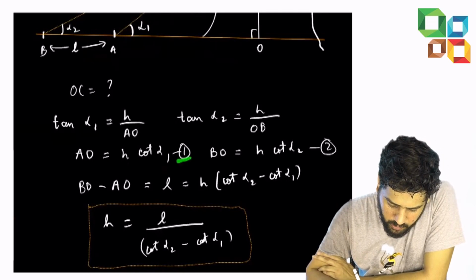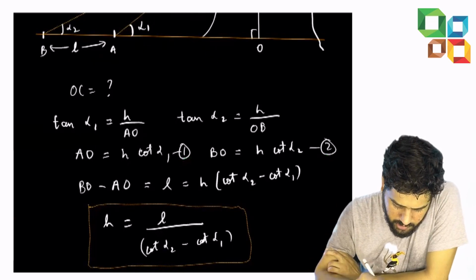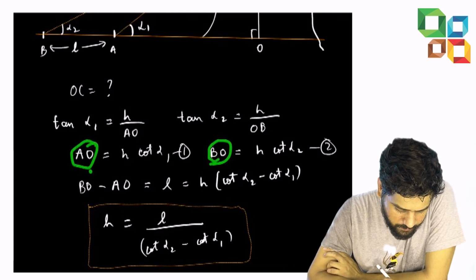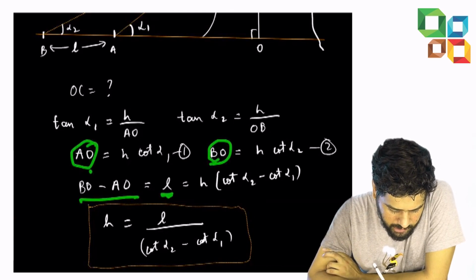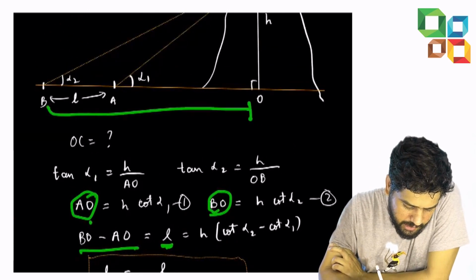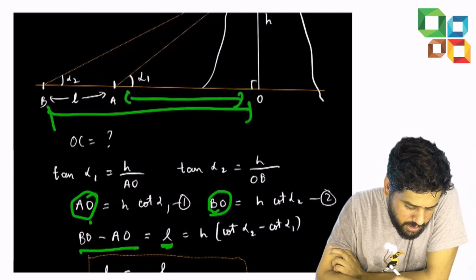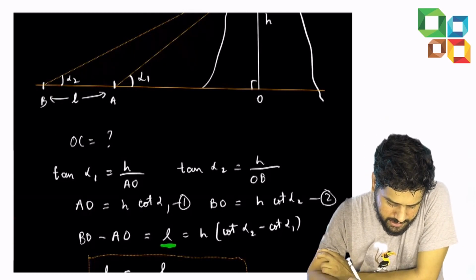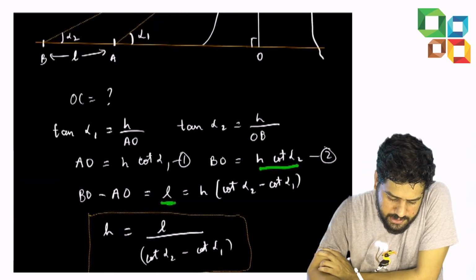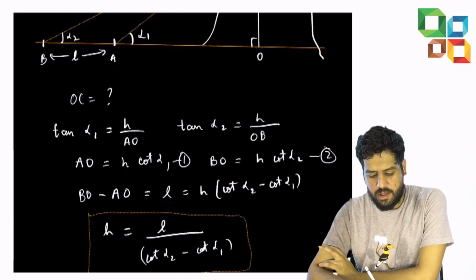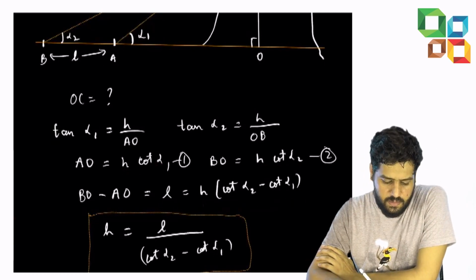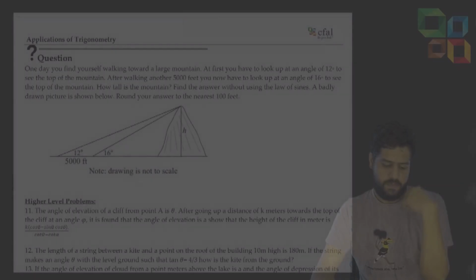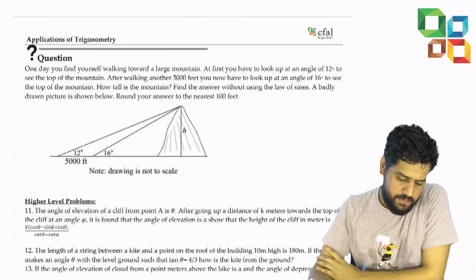Then I subtracted equation 1 minus equation 2. Sorry, equation 2 minus equation 1. So LHS is BO minus AO, which is L. BO is this length, AO is this length. So BO minus AO is AB, which is L. Left hand side is L. Right hand side is H cot alpha 2 minus H cot alpha 1. Okay, got it, sir. Thank you, sir. This is direct application of that.